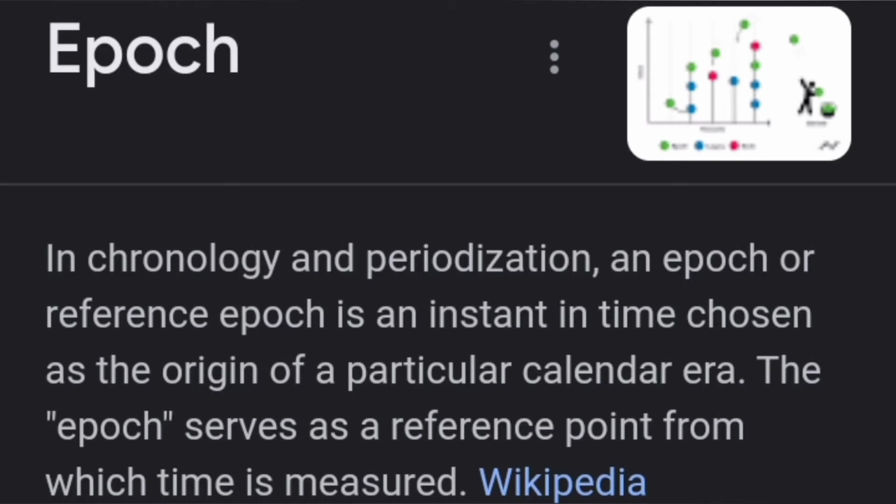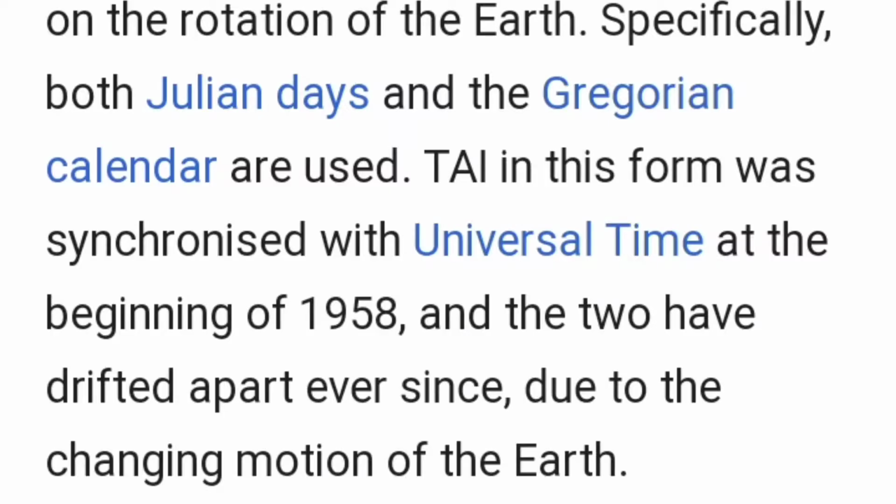An epoch in chronology and periodization, an epoch or reference epoch is an instant in time chosen as the origin of a particular calendar era. The epoch serves as a reference point from which time is measured. Specifically, both Julian days and the Gregorian calendar are used.